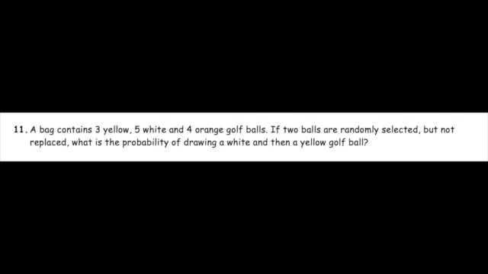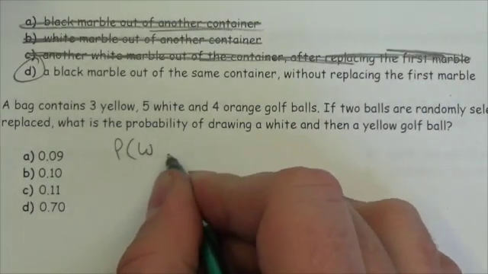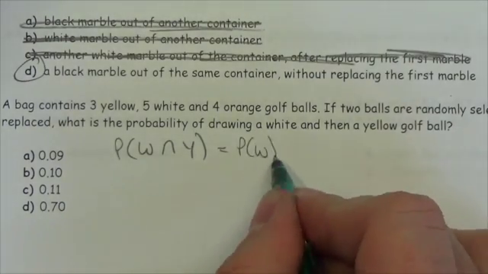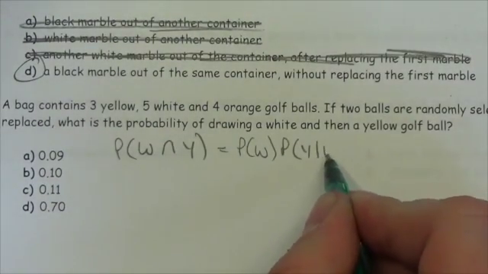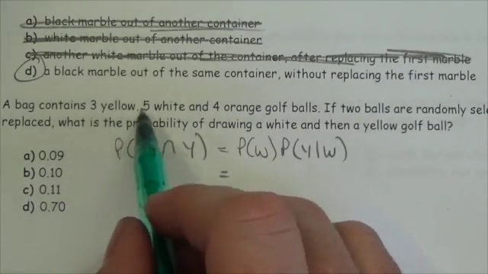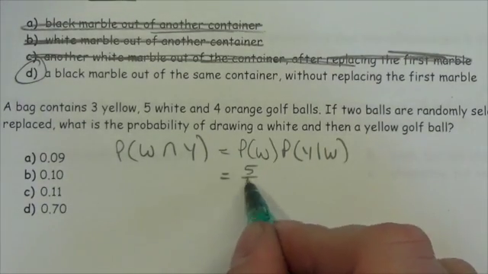A bag contains 3 yellow, 5 white, and 4 orange golf balls. If 2 balls are randomly selected but not replaced, what is the probability of drawing a white and then a yellow golf ball? All right, so we're looking for the probability of getting a white and then a yellow. So that'll be the probability of getting a white. Now, we're not replacing those, so the probability of getting a yellow, given that you took a white out already. Well, how many balls we got here? 3, 5 is 8, 4 is 12. Okay, so the probability of getting a white is 5 out of 12.